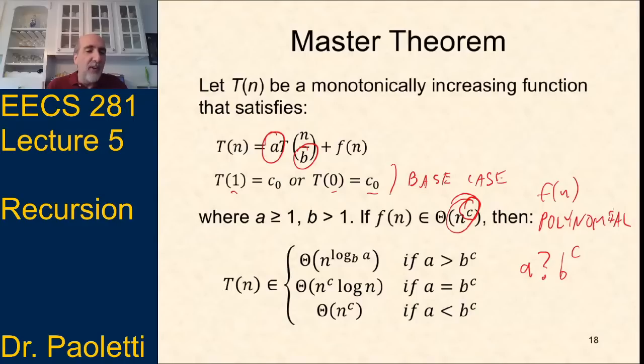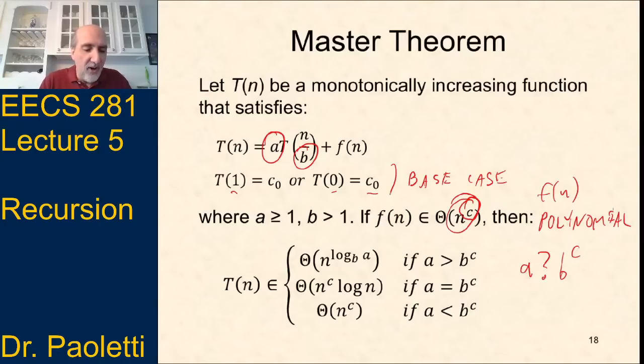So we say, how is a related to b to the c power? If a is greater than b to the c, we get the first form. If a is equal, we get the middle form. If a is less than b to the c, we get the third form. After we go through these and some examples, we're going to come back and talk about what it means when a is greater than b to the c, or a is equal.